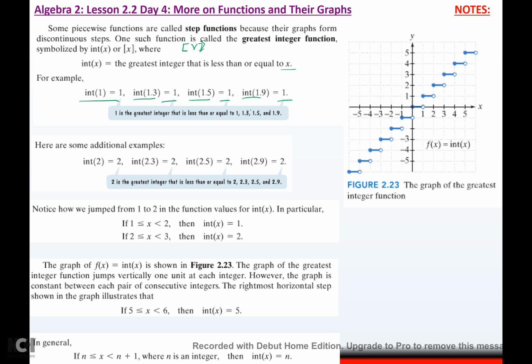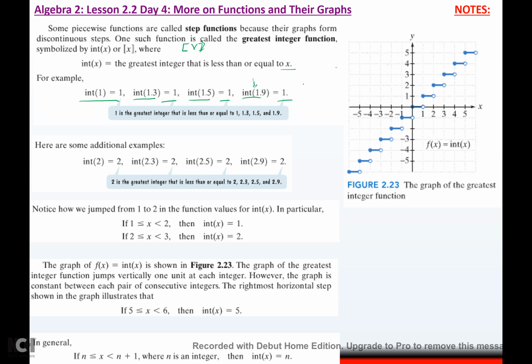It's the greatest integer that the number is closest to without going over. I mean, 1.3 is between 1 and 2. It's closer to 1. That makes sense. 1.5, that's halfway in the middle. 1.9 is obviously closer to 2. But I can't go past this whole number. So the greatest integer that it's closest to without going over is 1. 2 would be going over the amount.